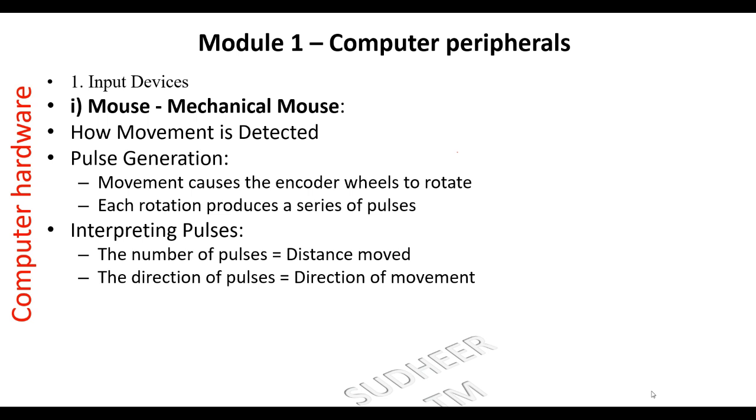Interpreting the pulses, the number of pulses. The pulses coming in one second is what is called frequency. The pulses per second are proportional to the speed of the cursor. So if I am moving very fast, that corresponds to the pulses. A number of pulse trains are produced. So if the frequency is higher, that causes the cursor to move fast over your screen.